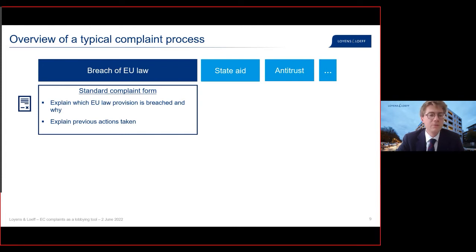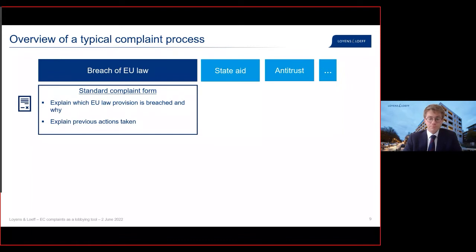It must be the standard complaint form that is on the website of the Commission. And in that complaint, two important parts must be filled out. The first one is the explanation of why there is an infringement of EU law, and the second one, and that's very important, is the explanation of which previous actions you have taken. These can be court proceedings, but can also be other types of actions, notably contacting the authorities in question.